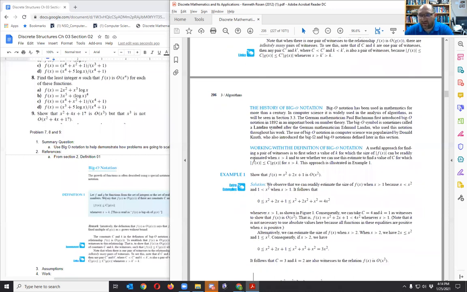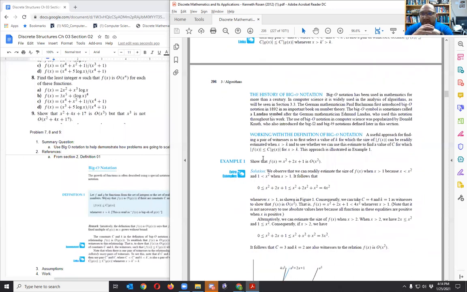So here it talks about the history of this. The German mathematician Paul Bachmann first introduced the idea in 1892, well before computers. This is in a book on number theory. The big O symbol is sometimes called a Landau symbol, after the German mathematician Edmund Landau, who used this throughout his work. The use of big O notation in computer science was popularized by Donald Knuth. I actually don't for sure know how to say that name, but we'll read more about him later.